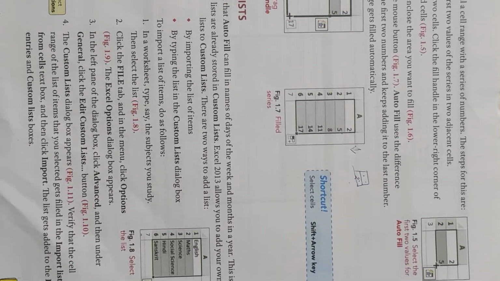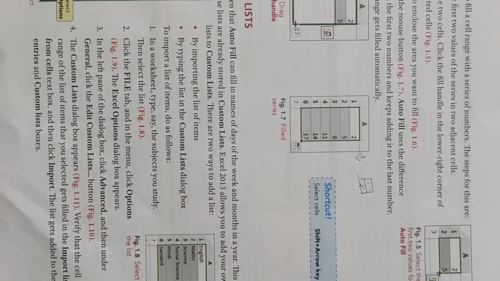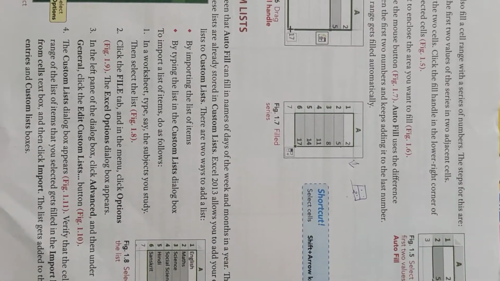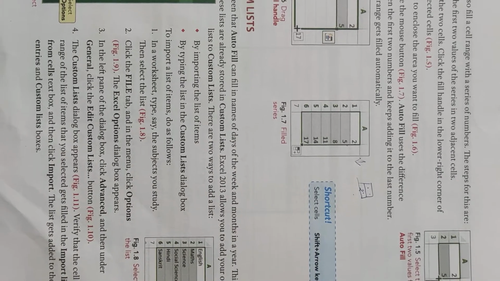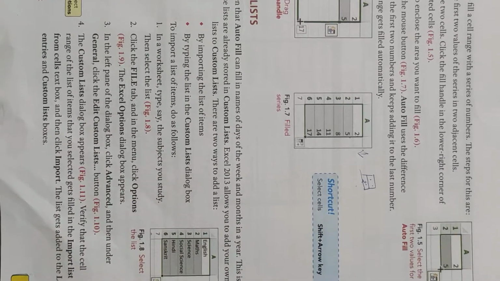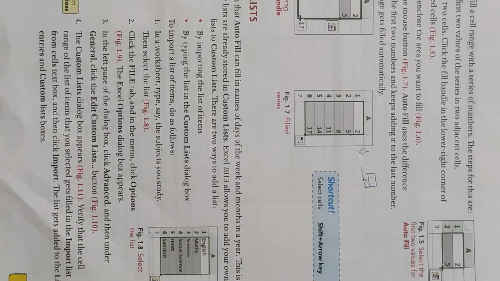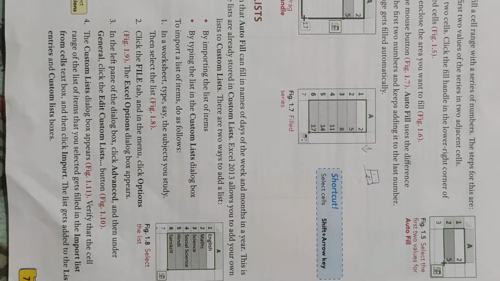Alright, so you just have to click File and then click Options. After that the Excel Options dialog box will appear. Okay, on the left pane of the dialog box you have to click Advanced, then General, and the Edit Custom Lists button.